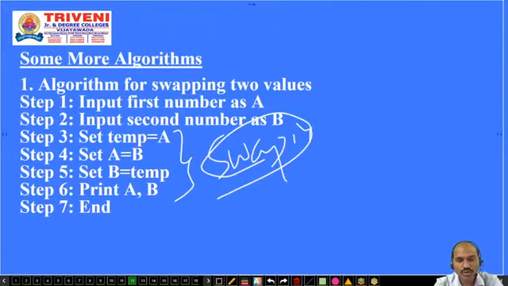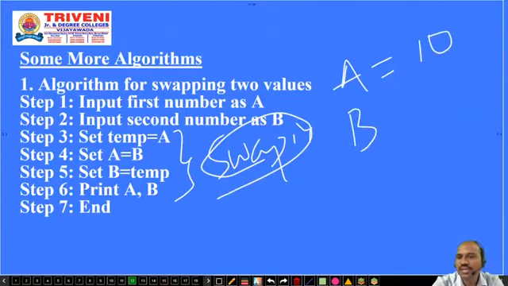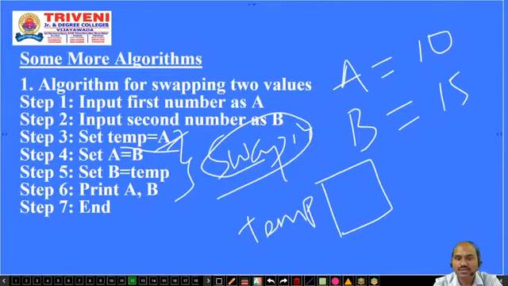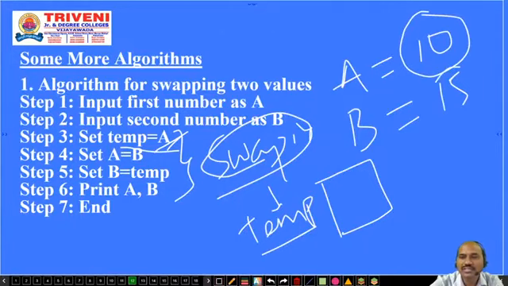For example, here a equals 10 and b equals 15. What will be executed here? Temp is another variable, and temp is nothing but empty; there is no value in the temporary variable. So we have already declared a value as 10 and b value as 15.